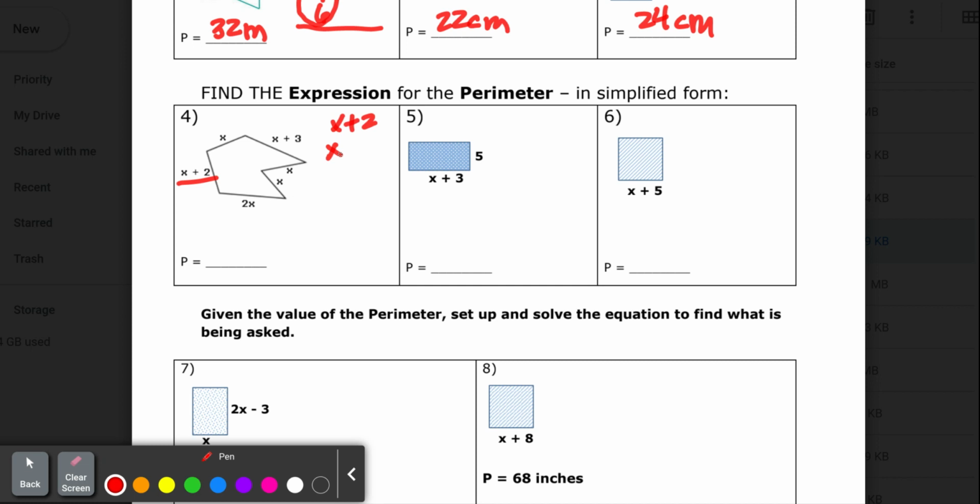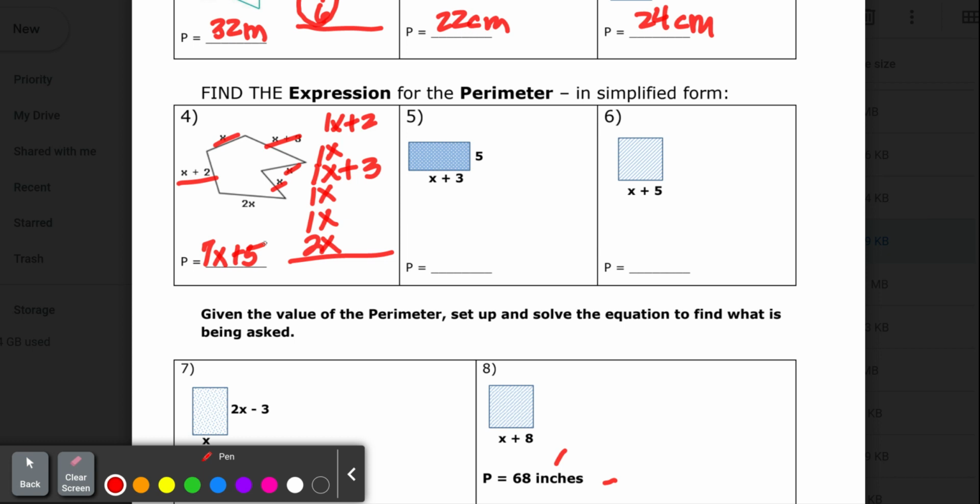The next one is x, and then we have x plus 3, and then we have an x, and then another x, and then 2x. And then you just add up all your x's. So this is 2, 3, 4, 5, 6, 7 x's. And then 2 and 3 make 5. And that's the simplified form.